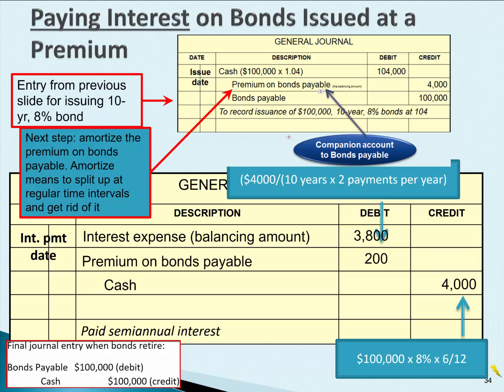We can amortize, gradually reduce, a bond premium by dividing it into equal amounts for each interest period. This method is called straight line amortization, and it works very much like the straight line depreciation method. It's called straight line amortization because you divided equally. You divided the $4,000 into the 20 interest payments equally, giving you a straight line, in other words, the same amount of amortization each period.